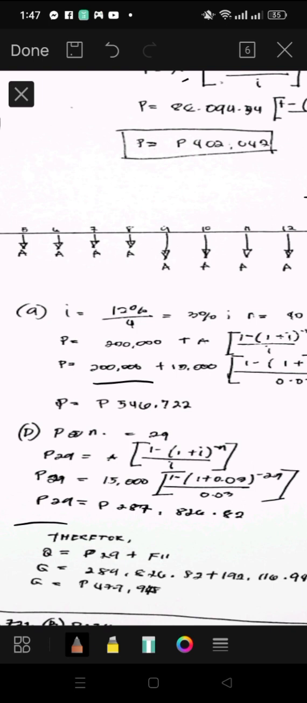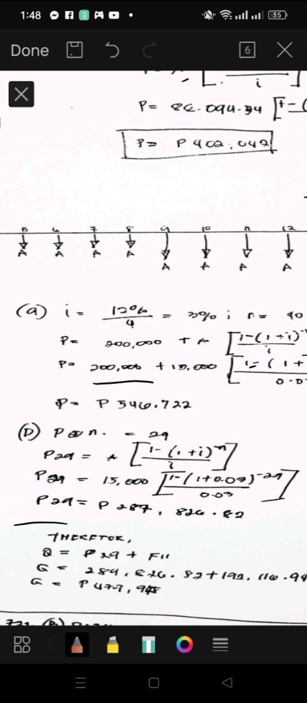So A is equal to 15,000, quantity of 1 minus (1 plus 0.03) raised to the power of negative 29, over 0.03. So that gives us 287,826.82.